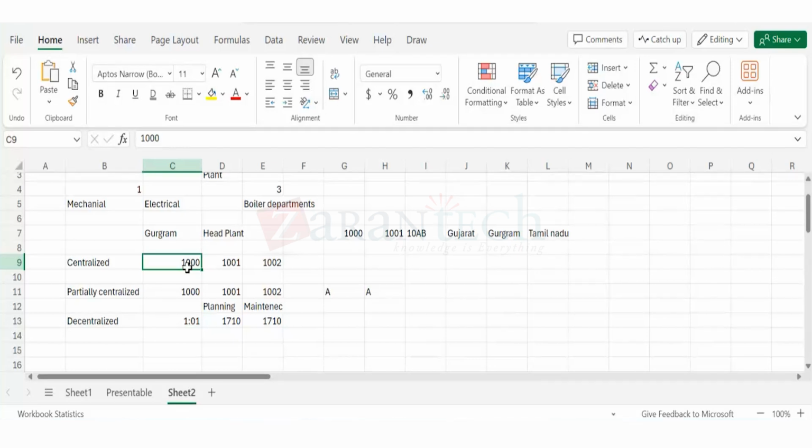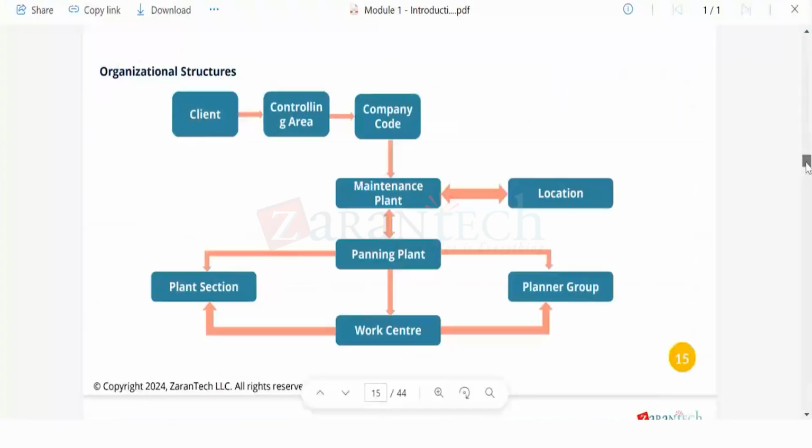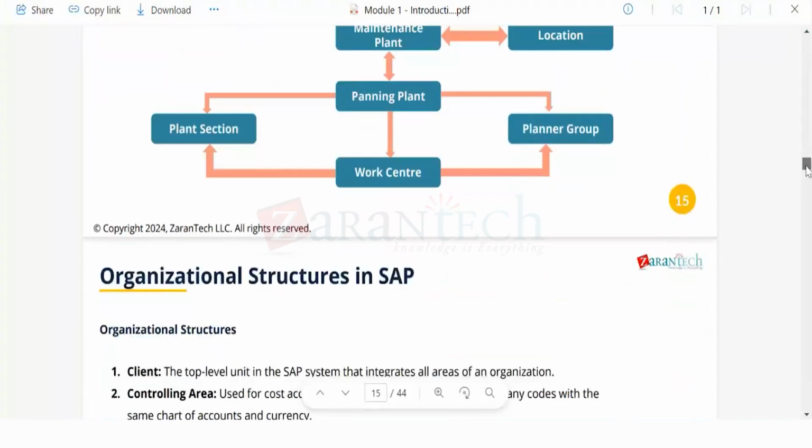Partially centralized is the way we have both facilities available. Only the offshores which don't have the decision powers reach out to these maintenance plants, and those which have the powers can maintain themselves directly. And the same goes with the decentralized. A decentralized maintenance plant also acts as a maintenance planning plant. Now the thing is plant section, planner group, and works.